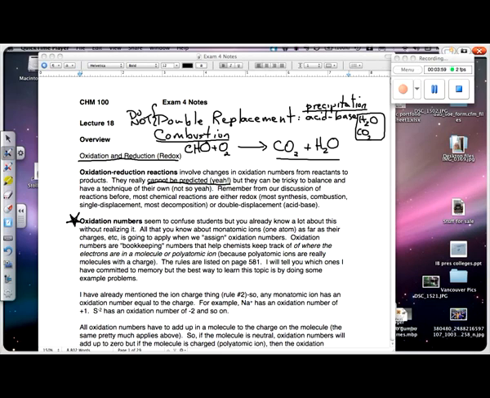But you already know a lot about it, so we have to learn the rules for how to assign oxidation numbers. They are bookkeeping numbers that help chemists keep track of where the electrons are. And since we're transferring electrons, this is really important. This is the heart of the matter. The rules are listed on page 581 in your textbook. And I've got them here in the notes, and I've summarized them a little bit more than your book does. Okay, I'm going to scroll.